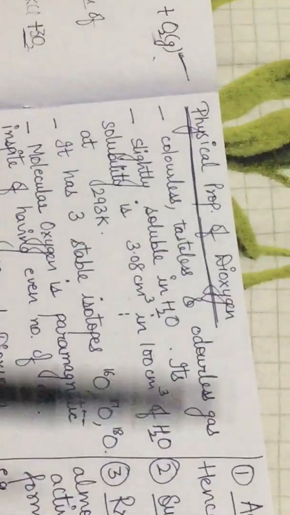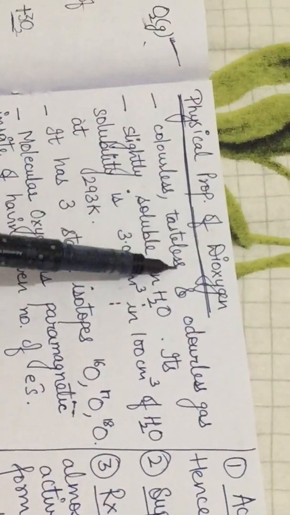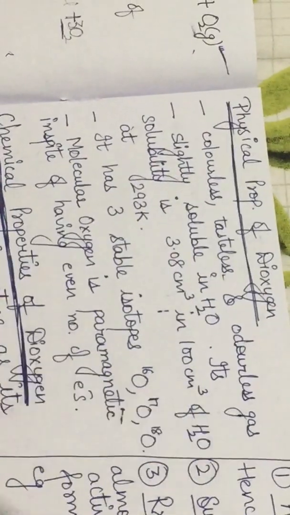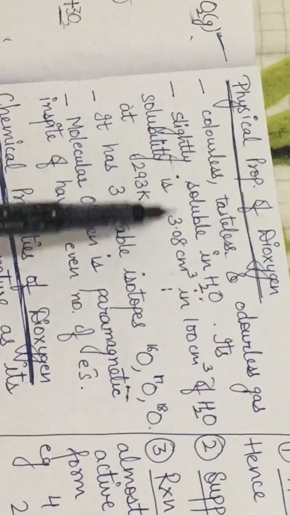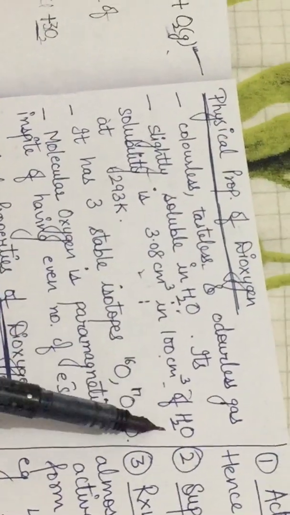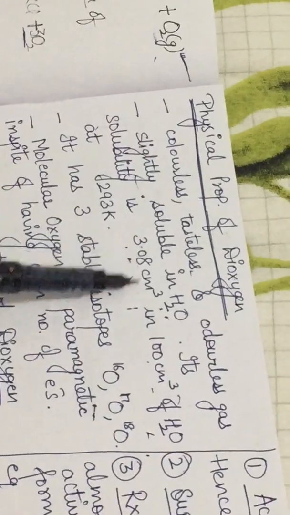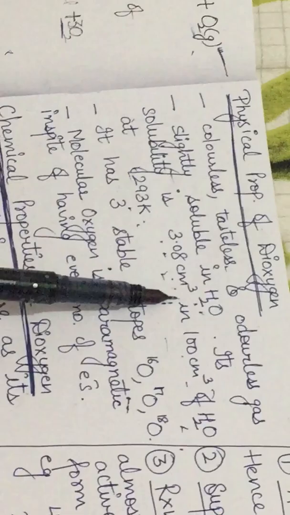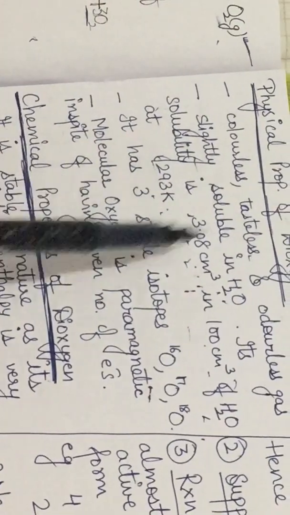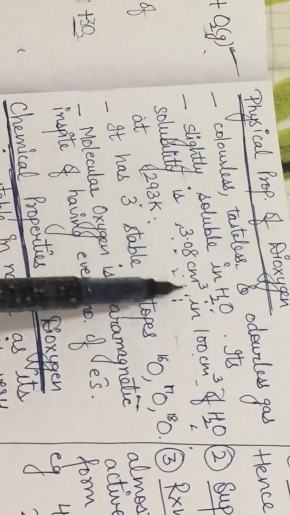So dioxygen, as you know, is a colorless, tasteless and odorless gas. It is slightly soluble in water. For example, its solubility in 100 cm³ of water is 3.08 cm³ at 298 Kelvin. And this oxygen is sufficient for aquatic animals for breathing.